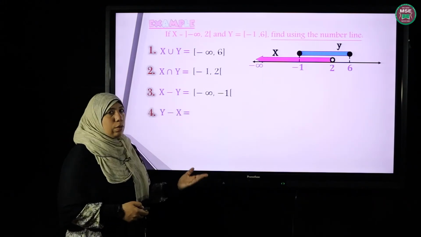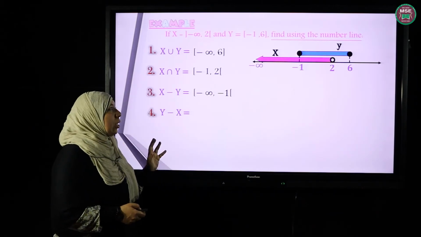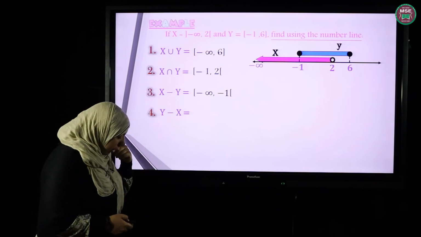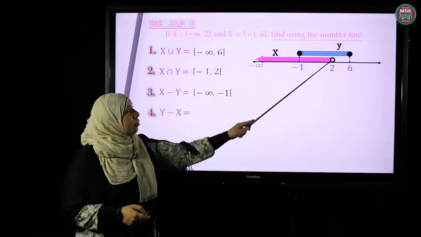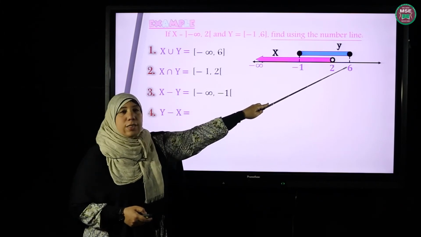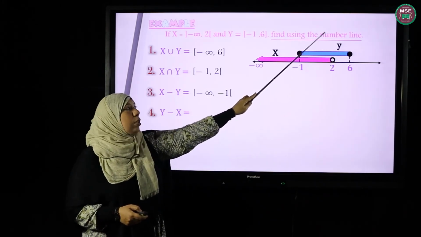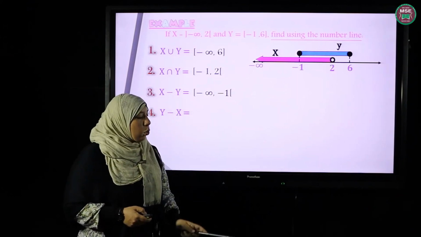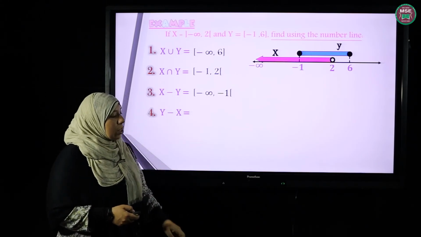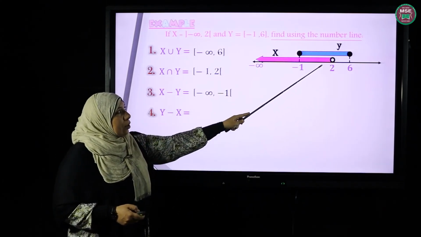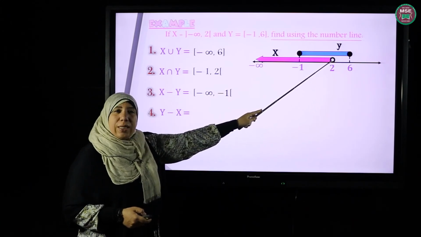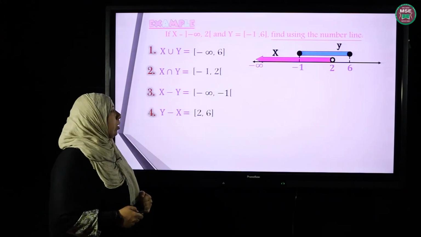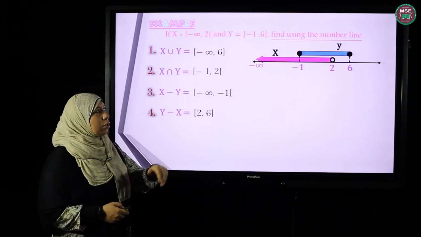Number 4, y difference x. I want the elements which belong only to y. So I want the blue part, this part from 2 to 6. This part belongs only to y. The other part is common between x and y, so I want the part only in y. It will be the numbers from 2 to 6, and look here, 2 is open in x, it doesn't belong to x, so it will be closed in y. It belongs to y because it's between negative 1 and 6, of course.